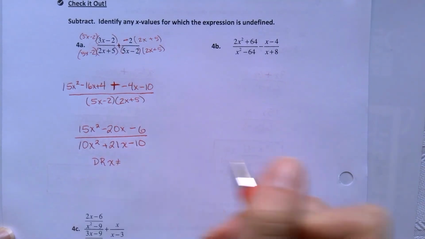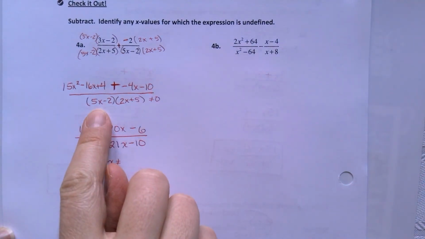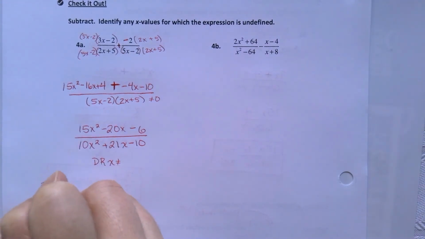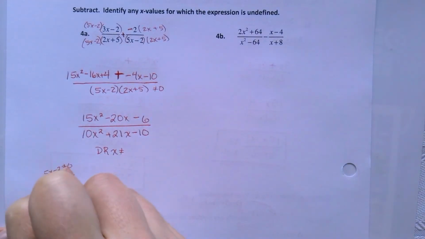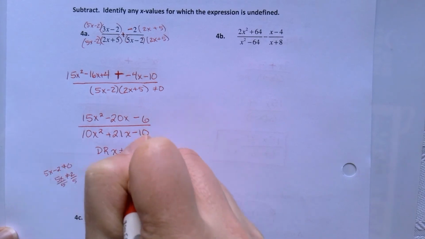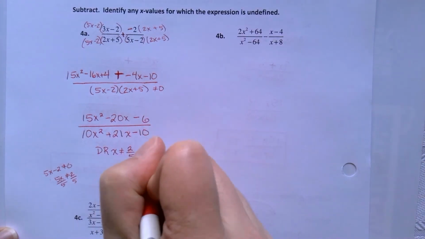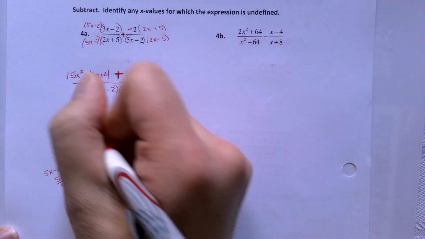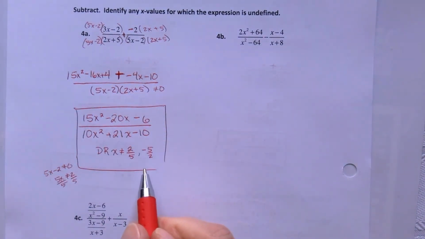What can't x equal? Go back to your denominator, and I have 5x minus 2. So some people might want to take this off to the side and say, okay, well, 5x minus 2 can't be 0. So I would add 2 and divide by 5, and I see that x cannot be 2/5. If you can do it in your head, this one you would subtract 5, divide by 2. It cannot be -5/2. Sometimes it's good to do it like this because you're less likely to mess up a sign or flip your fraction. So there is my final answer and my domain restriction.